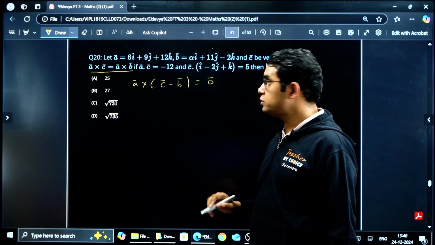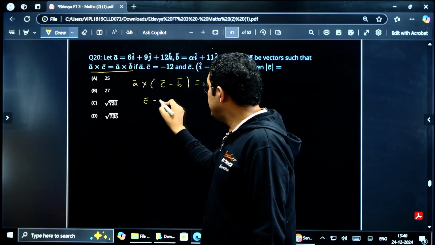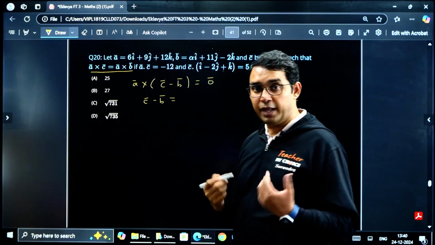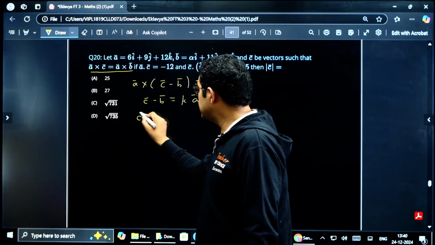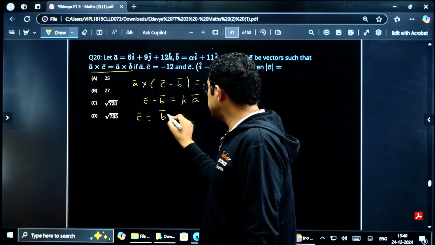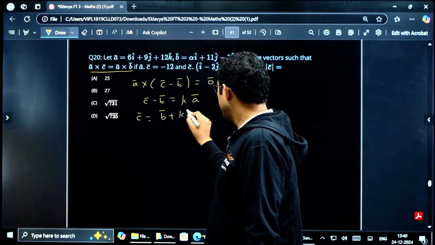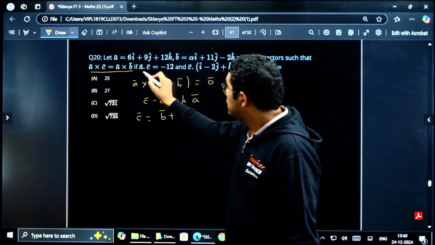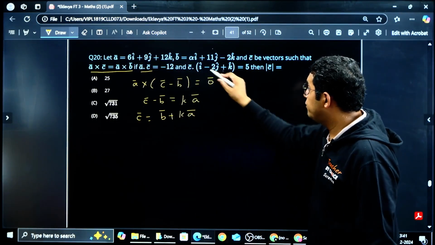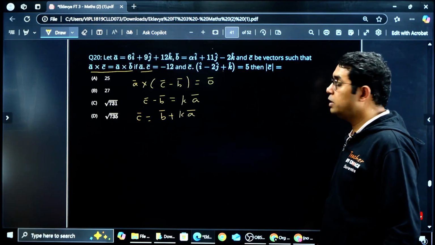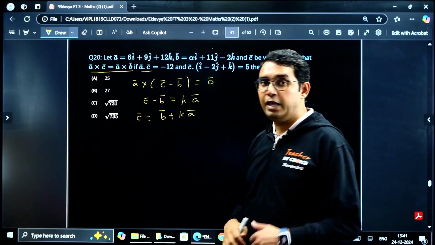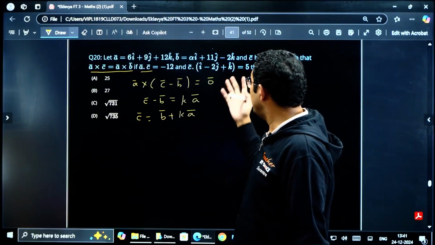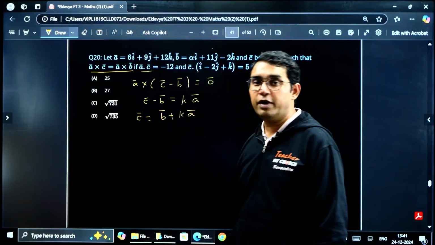Now if it is so, then C minus B will be parallel to vector A, so I can write it as K times A. So my vector C becomes equal to B plus KA. Now we are given dot of C with A and with one more vector 1i minus 2j plus k as 5. So if we put them one by one here, I think we will be able to find K, and then we will be able to find alpha and also the vector C.